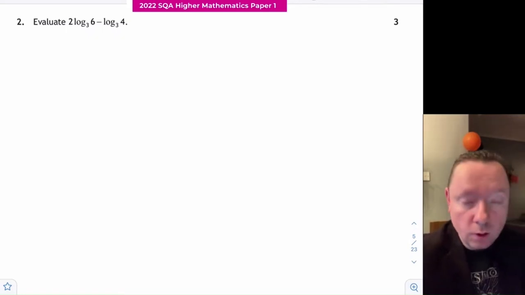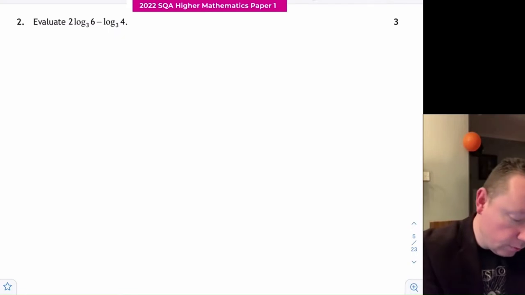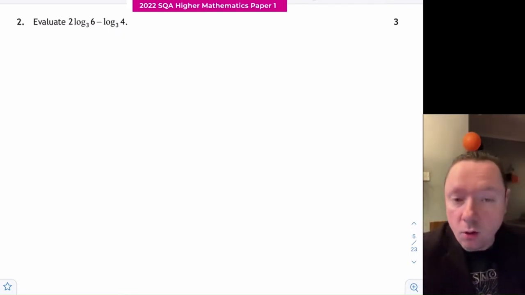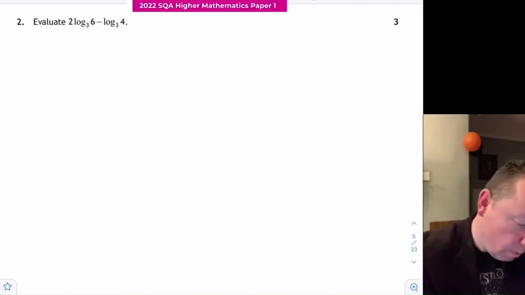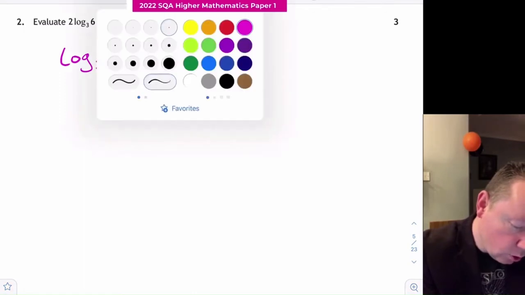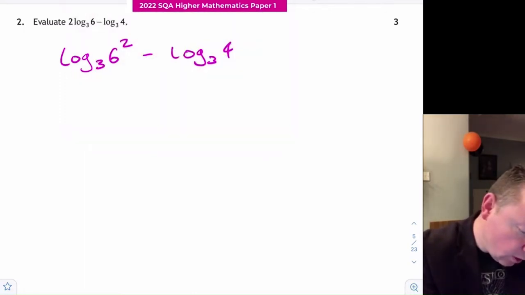The first one we're going to apply is the idea that 2 log base 3 of 6 can be simplified to log base 3 of 6 squared. So you get your first mark for simplifying this first log to log base 3 of 6 squared. And then you can still write minus log base 3 of 4. As long as you wrote this, there's your first mark there.